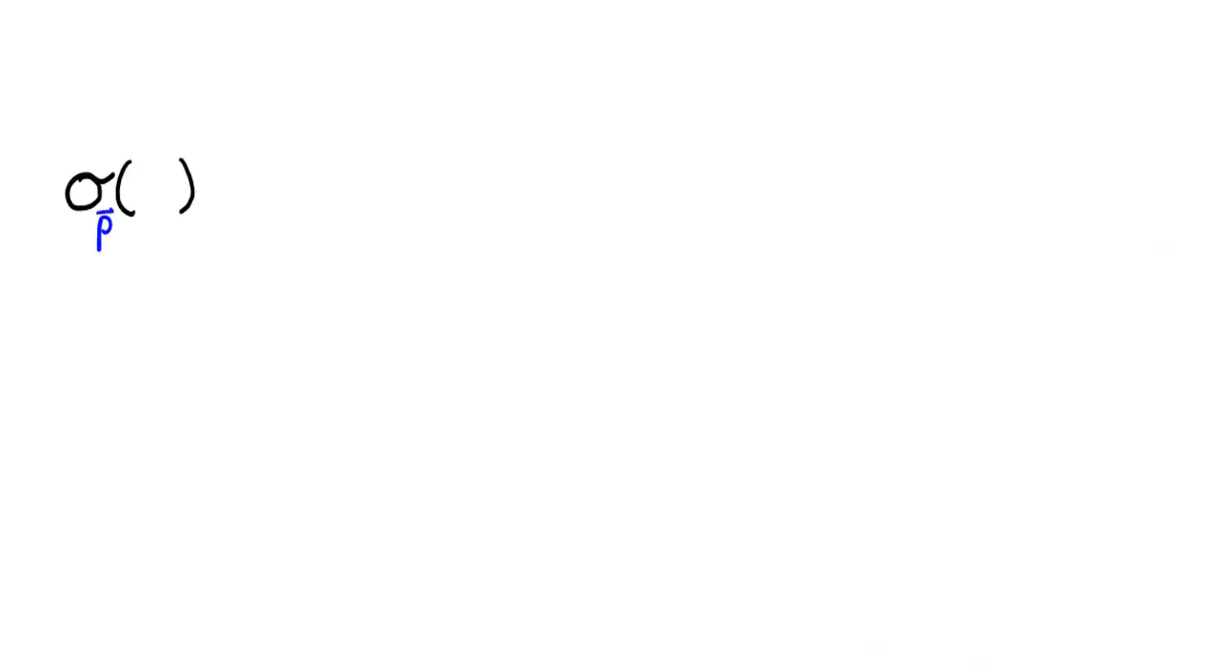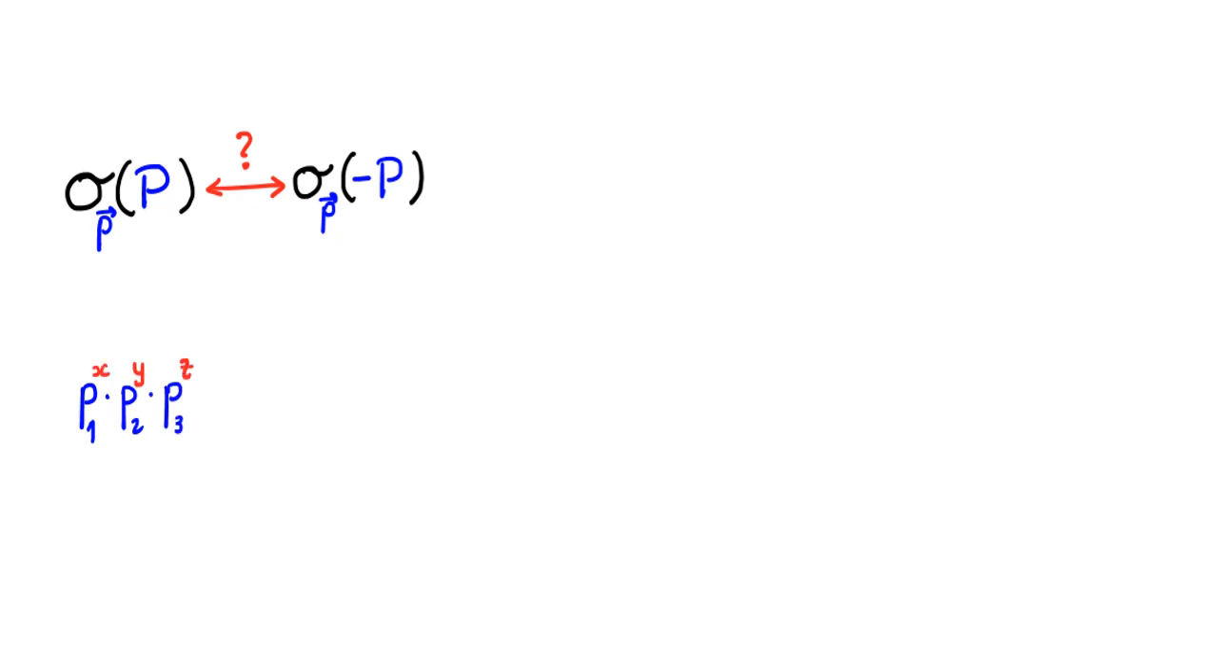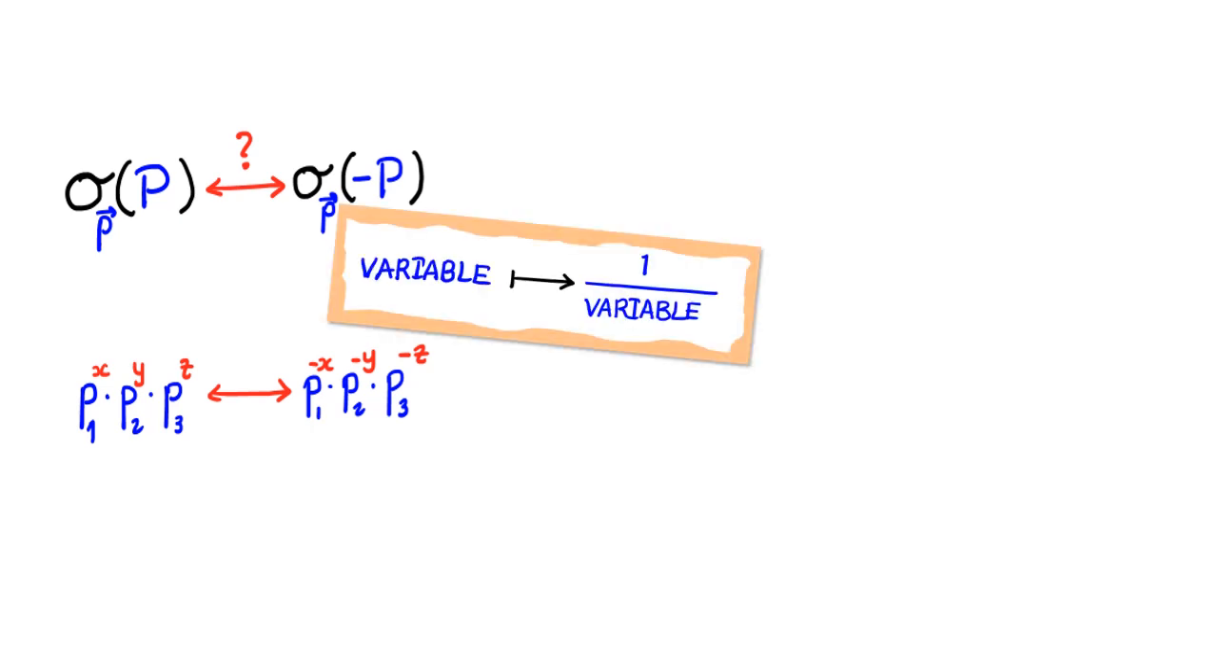So, what is the relationship between sigma of negative p and sigma of p? Well, since the points in negative p are obtained by reflecting each point of p at the origin, for each term in sigma of p, there will be their corresponding term in negative p. Or in other words, we can obtain the sigma of negative p by replacing each variable with its reciprocal in the sigma of p. Okay, that takes care of the sigmas.